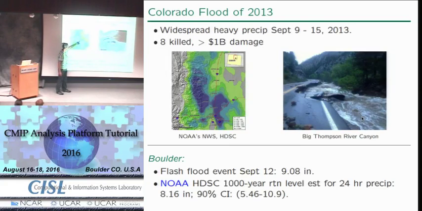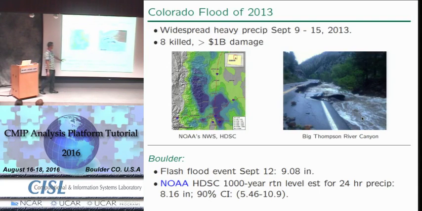You can see that Boulder is in one of the darkest areas here where there was an awful lot of rain. And in Boulder, most of the destruction occurred, or a lot of the destruction occurred, due to a flash flood event. So on September 12th, they got 9 inches of rain, which is just an absurd amount of rain in a 24-hour period. And of course, the infrastructure could not handle that.